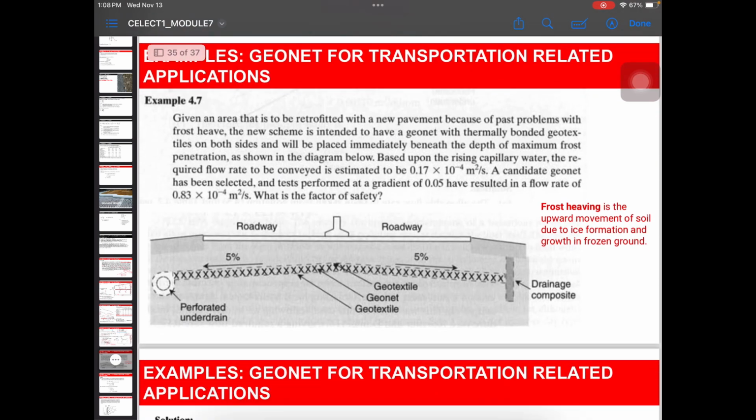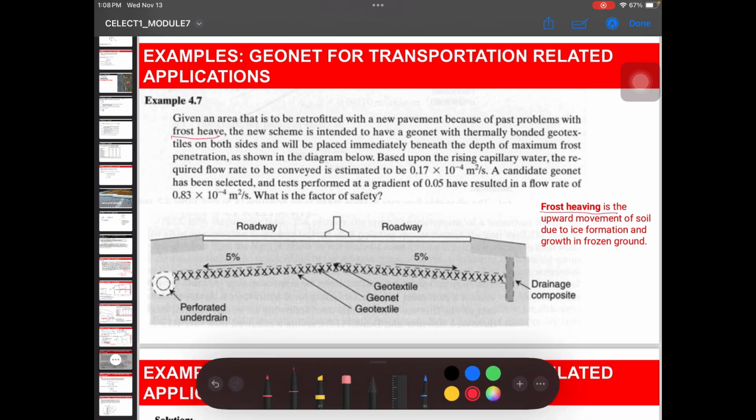Number 2 example. This is Geonet used in transportation-related application. So, given an area that is to be retrofitted with a new pavement because of past problems with frost heave. Frost heave is the upward movement of soil due to ice formation and growth in frozen ground. So, kapag malamig ang panahon, syempre may tubig-tubig pa din tayo dito. So, pag yan nag-freeze, di ba kapag nag-freeze ang water, lumalaki yung volume niya.